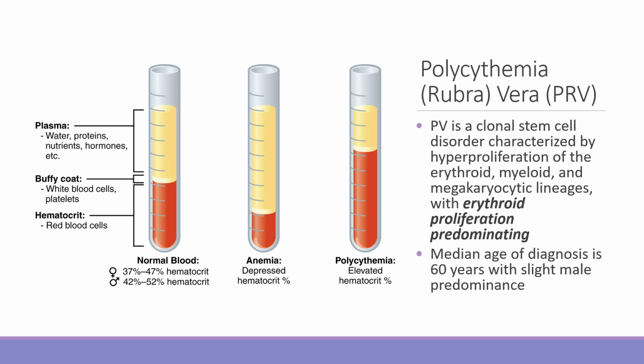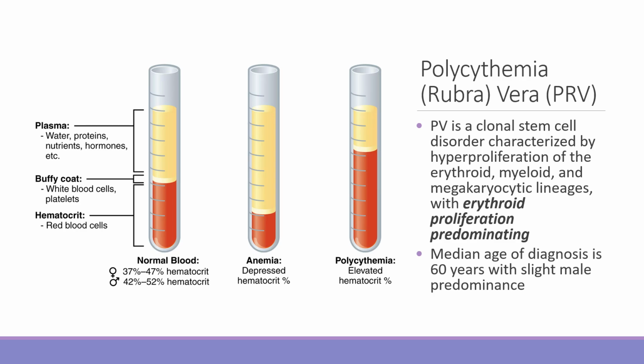Now, if we look at the picture here on the screen, we are going to look to the left first. This will show us what a normal blood sample would look like if we were to spin it down. All of the red cells will be pushed to the bottom because they are more dense. Then we would have the white cells and platelets in that buffy coat. And last but not least, we would have the plasma on top where we have our water, proteins, nutrients, hormones, immunoglobulins, etc. And of course, this red area represents our hematocrit, which again is the percentage of the sample that is made up just of red cells.